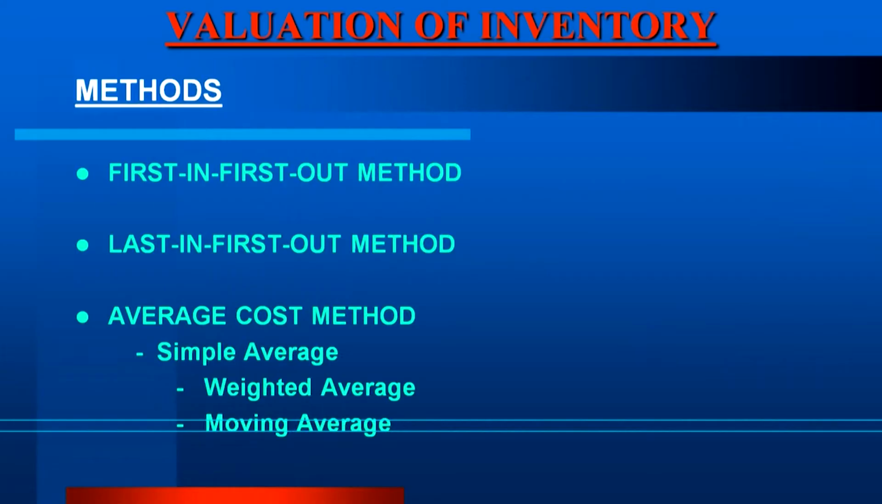We have different methods of valuing inventory, 6-7 methods. The first method is, for example, the FIFO method, first in first out. The second method is last in first out. In the first in first out method, the materials, maybe raw material or finished goods, which are purchased first should go out first. And then similarly we talk about last in first out.